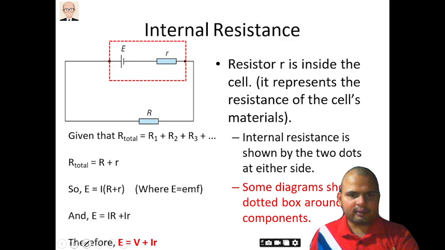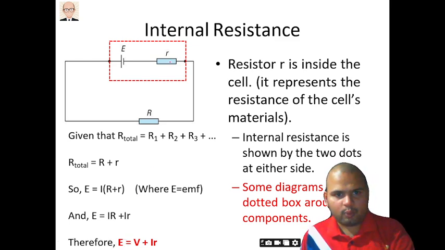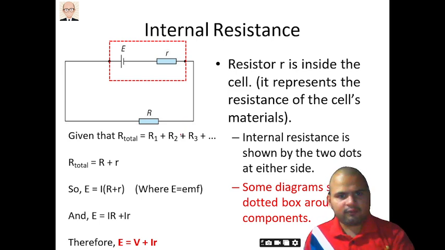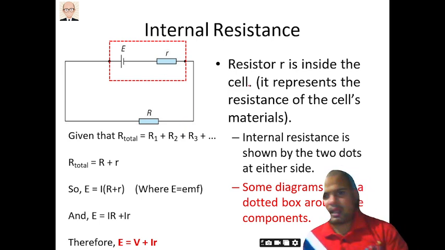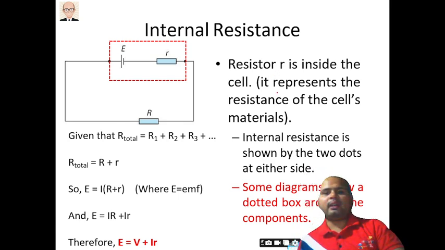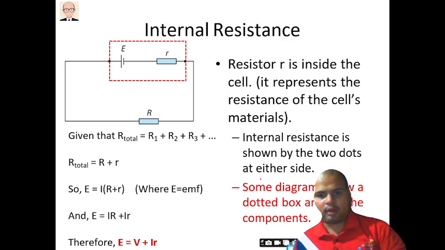What is internal resistance? So here this is small r and this is capital R. What exactly is the difference between small r and capital R? Small r is inside the cell and it represents the resistance of the cell material. Internal resistance is shown by the two dots at either side. Some diagrams show a dotted box around the component.